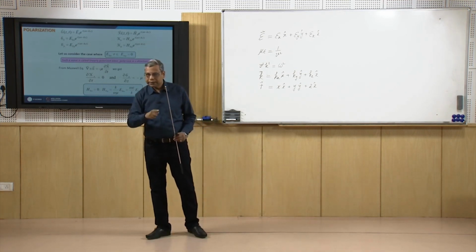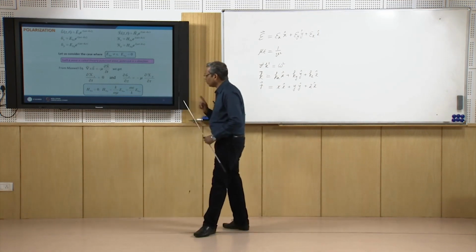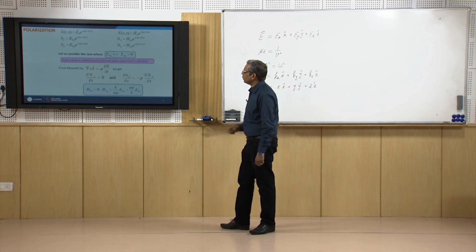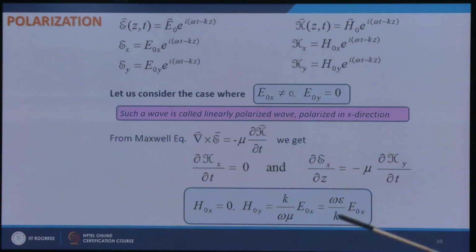Magnetic field vibrates along y. With what amplitude? It comes from here. So, if I put this Hy from here and Ex from here and simplify this, then the corresponding magnetic field amplitude is k over omega mu times E0x or omega epsilon over k E0x.